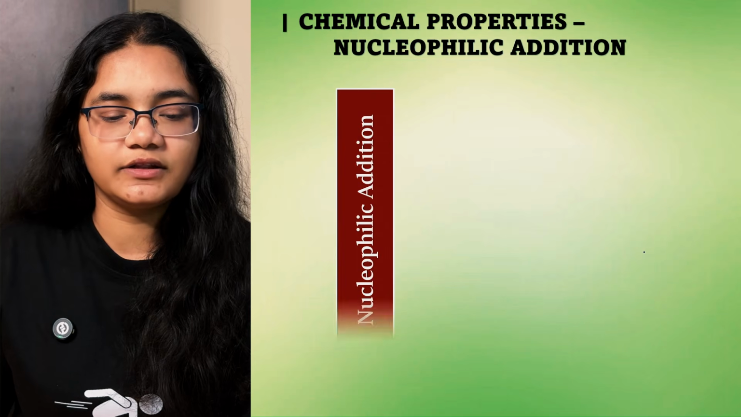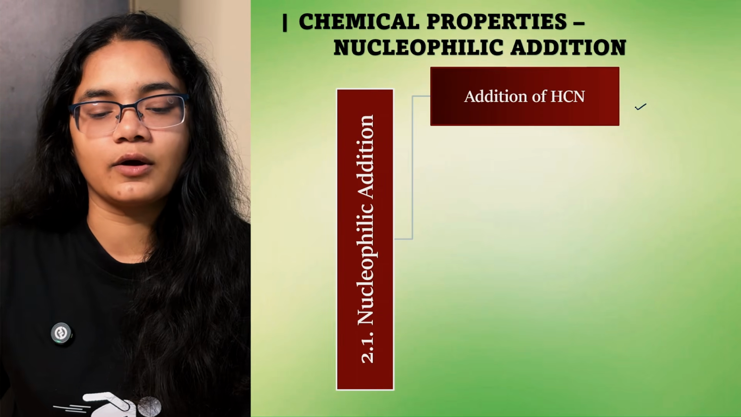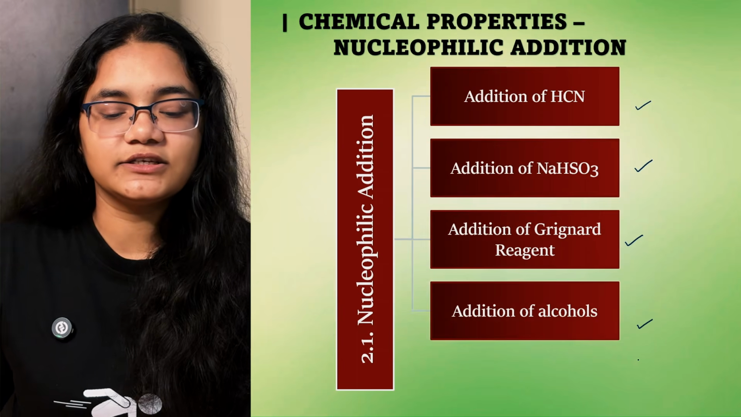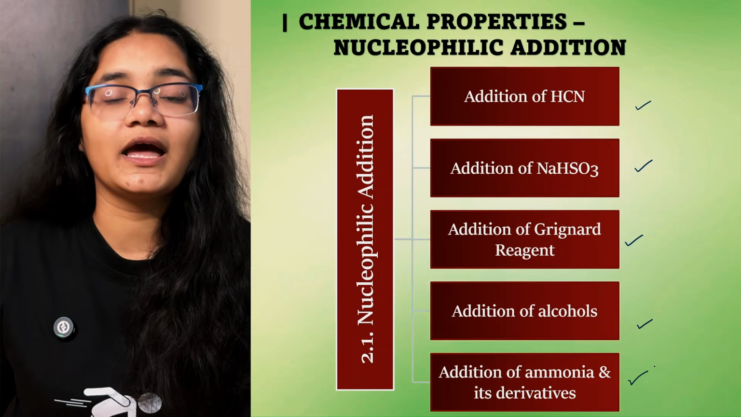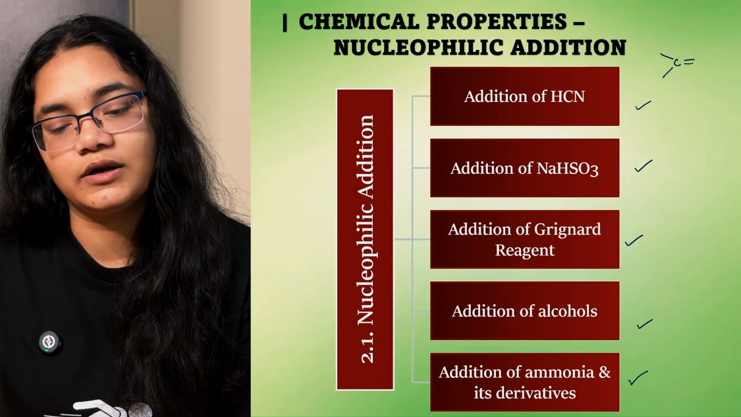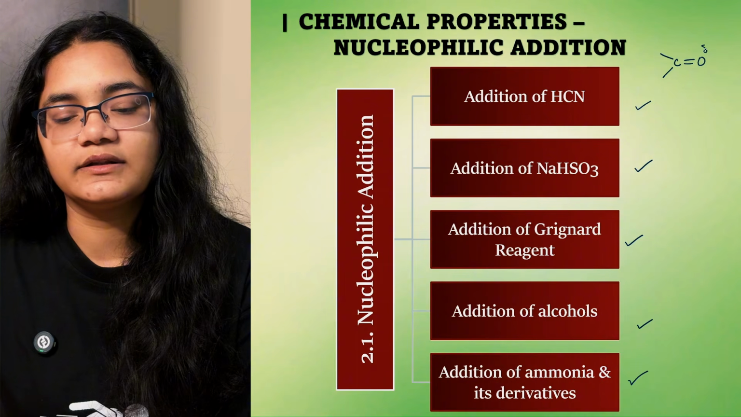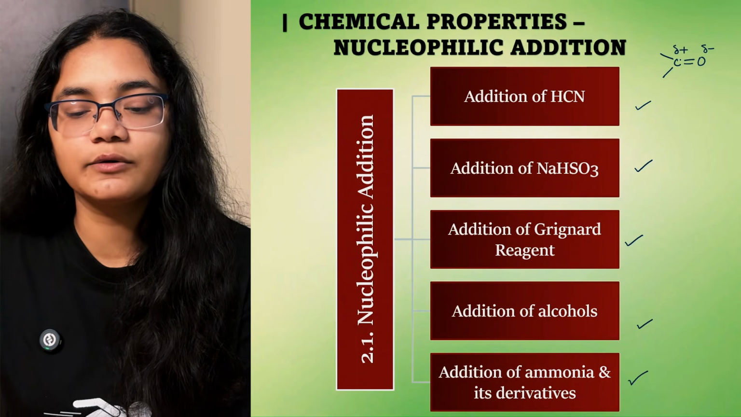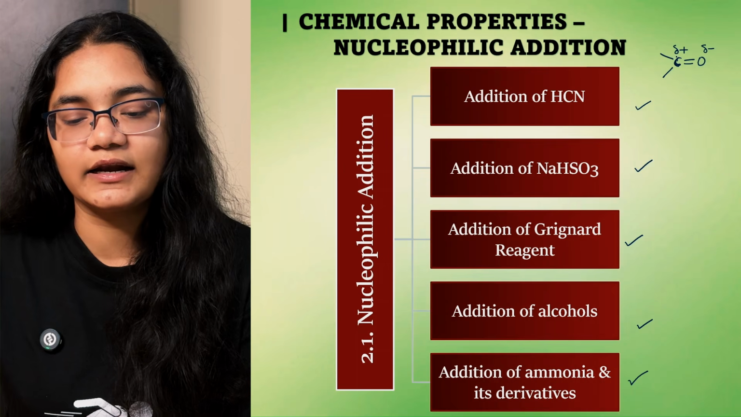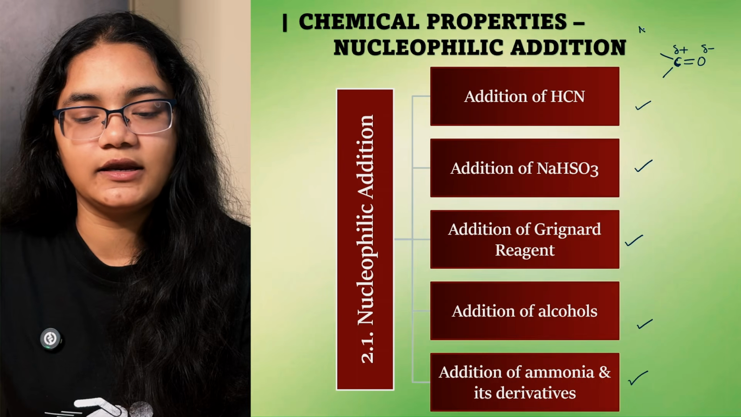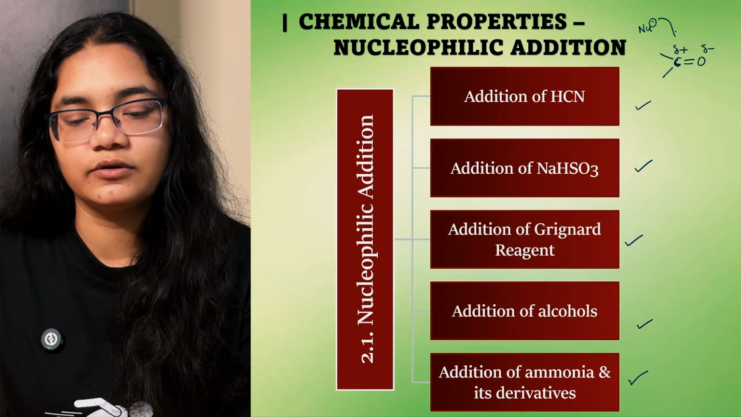So first, let us start with the nucleophilic addition reaction, where we'll talk about addition of HCN, addition of NaHSO3, addition of Grignard reagent, addition of alcohols, and addition of ammonia and its derivatives. If you understand the structure of the carbonyl group, this oxygen is delta minus and carbon is delta plus. So this delta plus carbon is electrophilic in nature, so any nucleophile can easily attack on it.